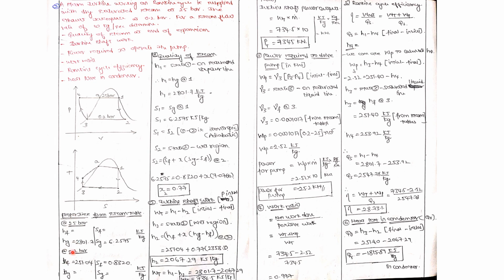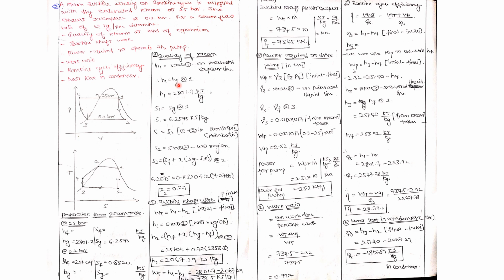Okay. The first step is to determine the quality at the end of expansion. That means you have to determine the dryness fraction at 2, that is x2. So how are you determining it? H1 you need to find out. H1 is in the state 1. Where is state 1? That is very important. The state 1 is on the saturated vapor line. If state 1 is on the saturated vapor line, that means H1 will be equal to hg at state 1.